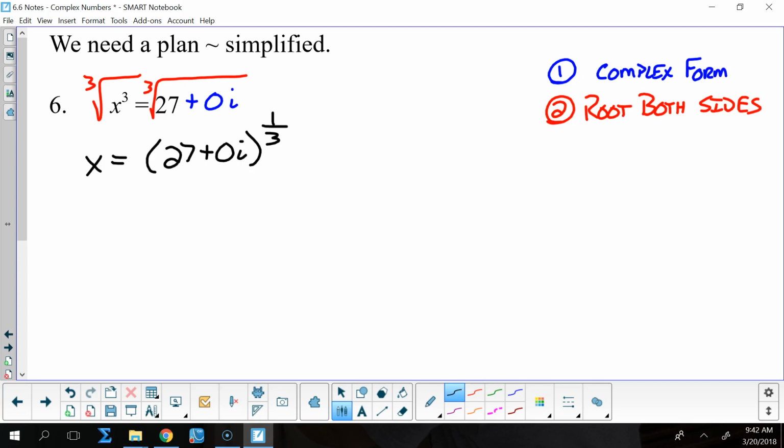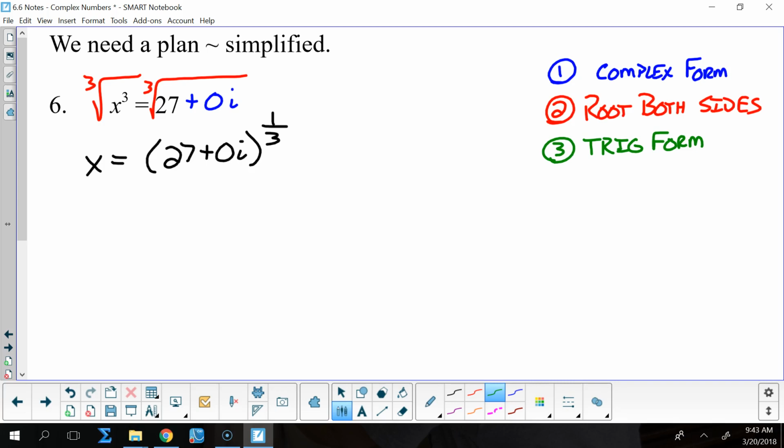Now what do we need? If I'm going to use de Moivre, I've got to have it in trig form. Now, if you would have trig formed it right from the start, that's fine too, right? But you'd have to get it in complex number form first in order to get it in trig form, right? Okay.